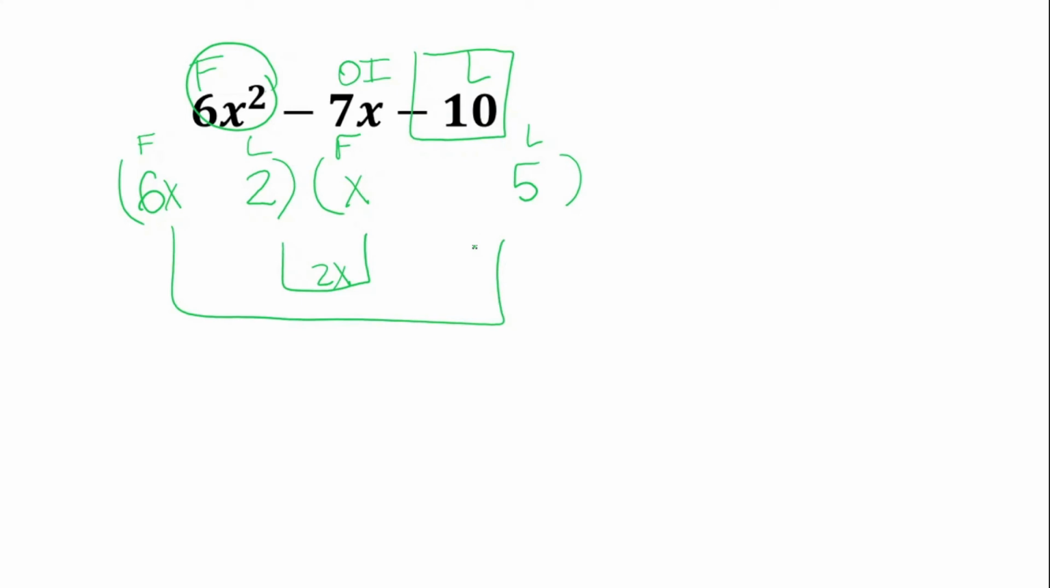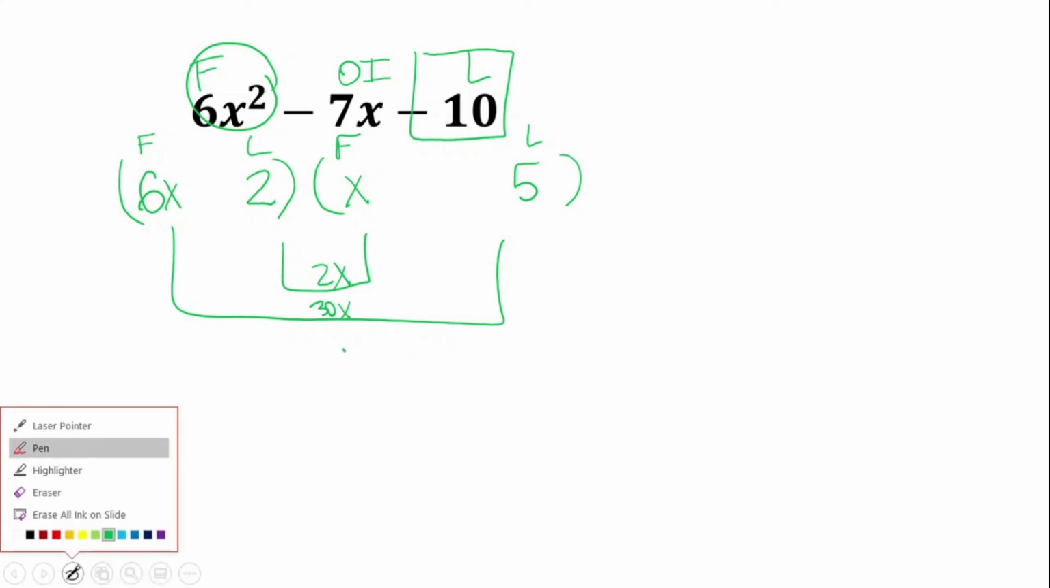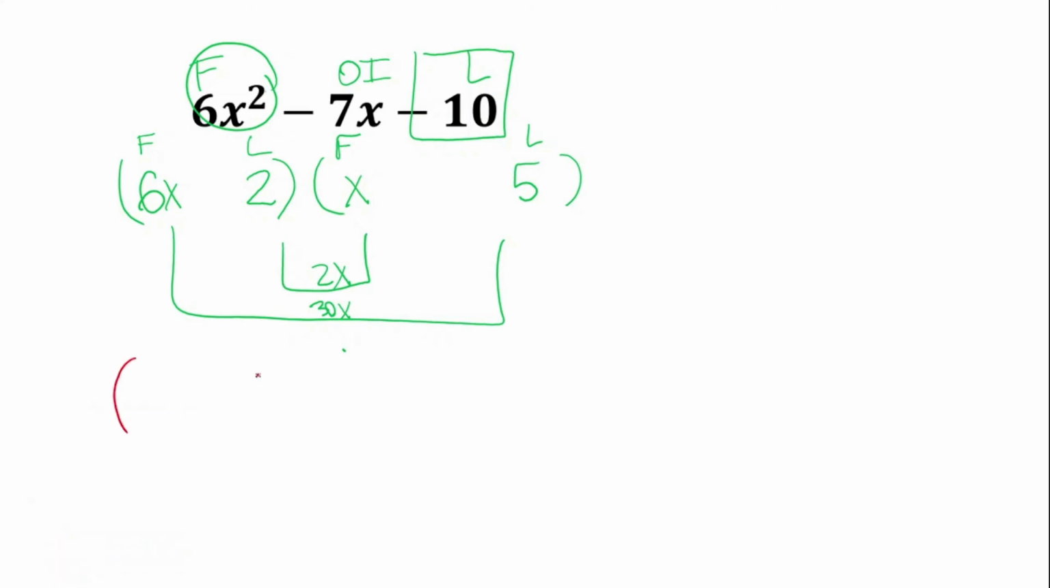Okay, so now I'm checking with outer inner multiplication. We've got to think to ourselves, is there any way we can get that OI part, negative 7, from 2x and 30x? I'm not thinking so. Even if we subtracted the two numbers, we still wouldn't get negative 7. So let's try switching around the 5 and 2. Maybe let's put the 5 on the left side and the 2 on the right side.